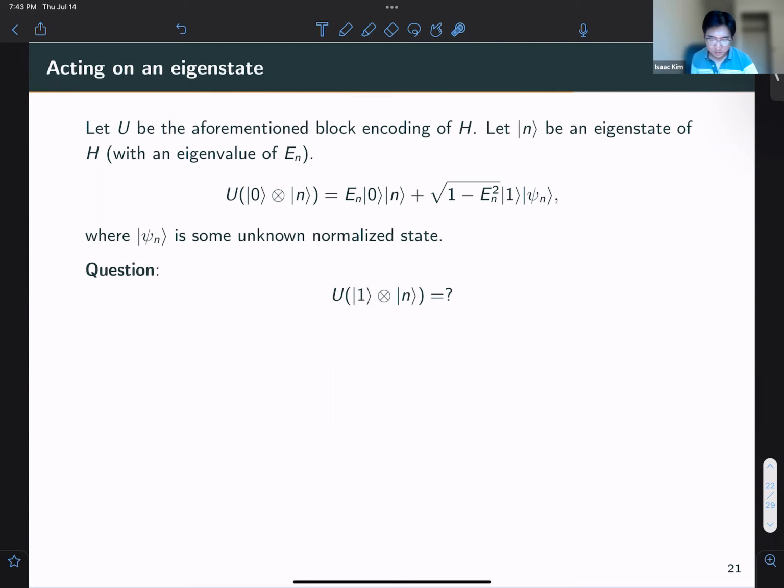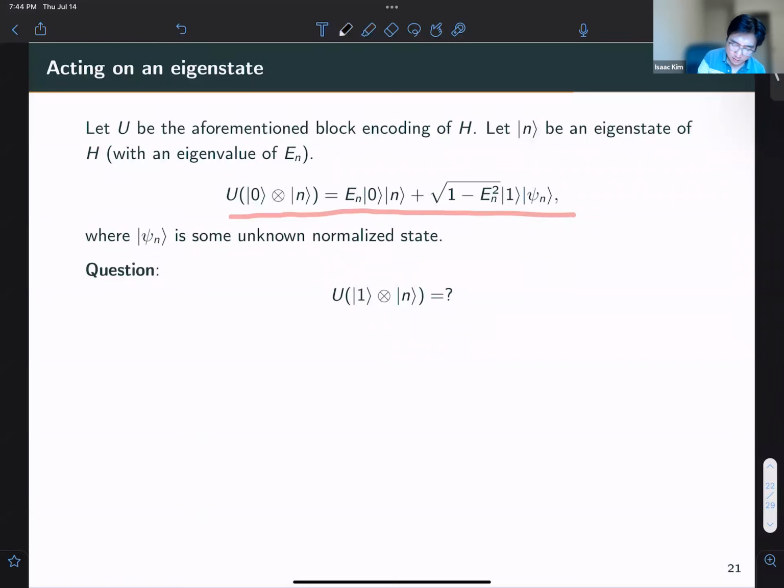So let's suppose we have a block encoding of H. And remember in the previous lecture, when we dealt with Hamiltonians, we found it very instructive to plug in an energy eigenstate. And here we're going to do something similar. So I'm going to apply the block encoding of H to a state where the state is not an arbitrary state psi, but an eigenstate of H.